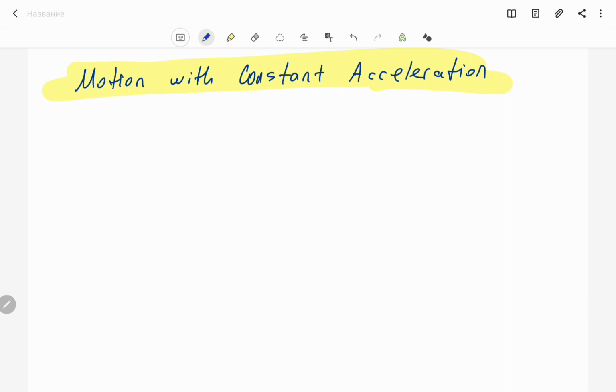Till today we studied motion with constant velocity. Basically we call it uniform motion. In this case, it's very simple. We have only one equation, distance equals velocity times time. Or you can write it in terms of position: final position equals initial position plus velocity times time. You can use one of these two equations. Basically, these two equations are the same.